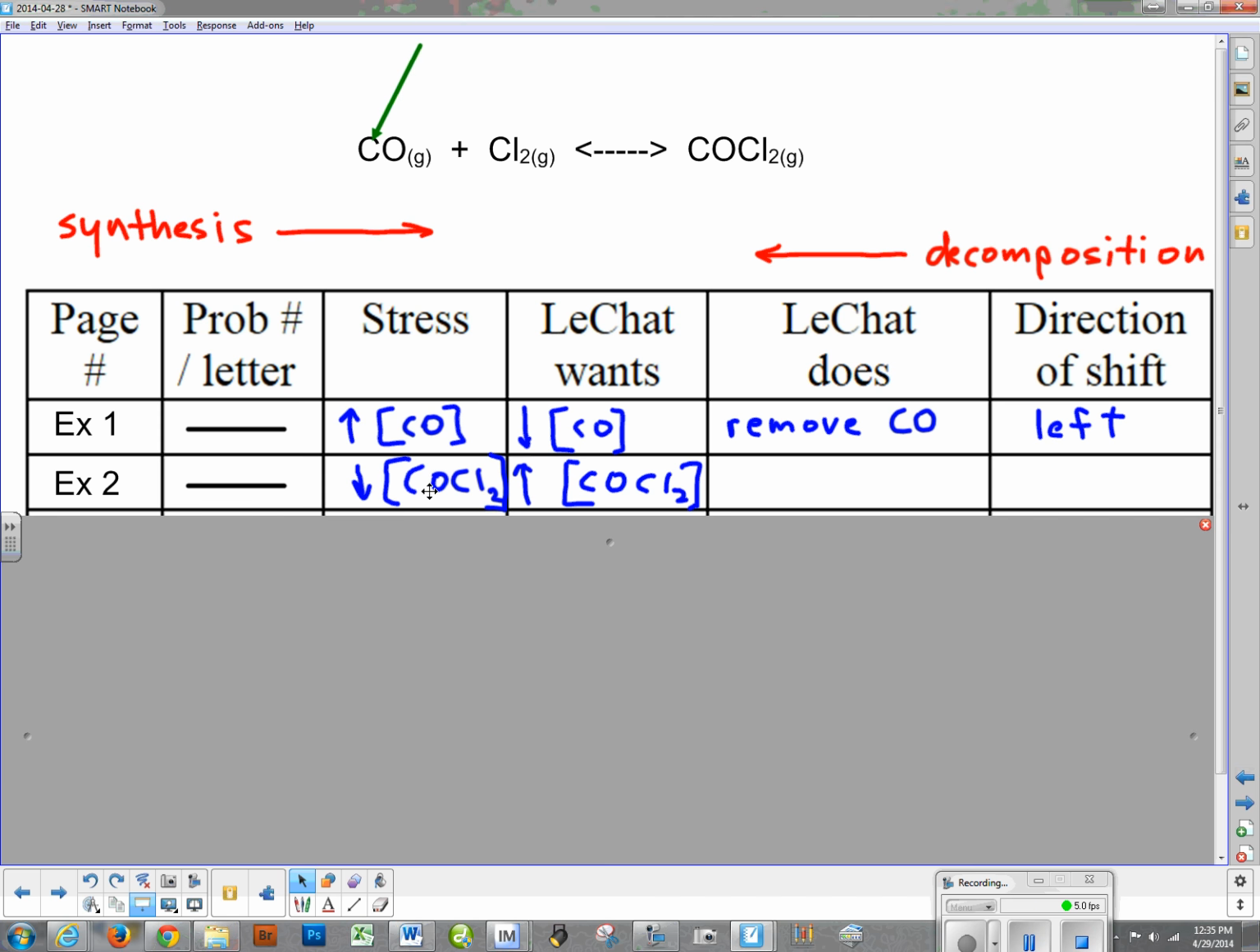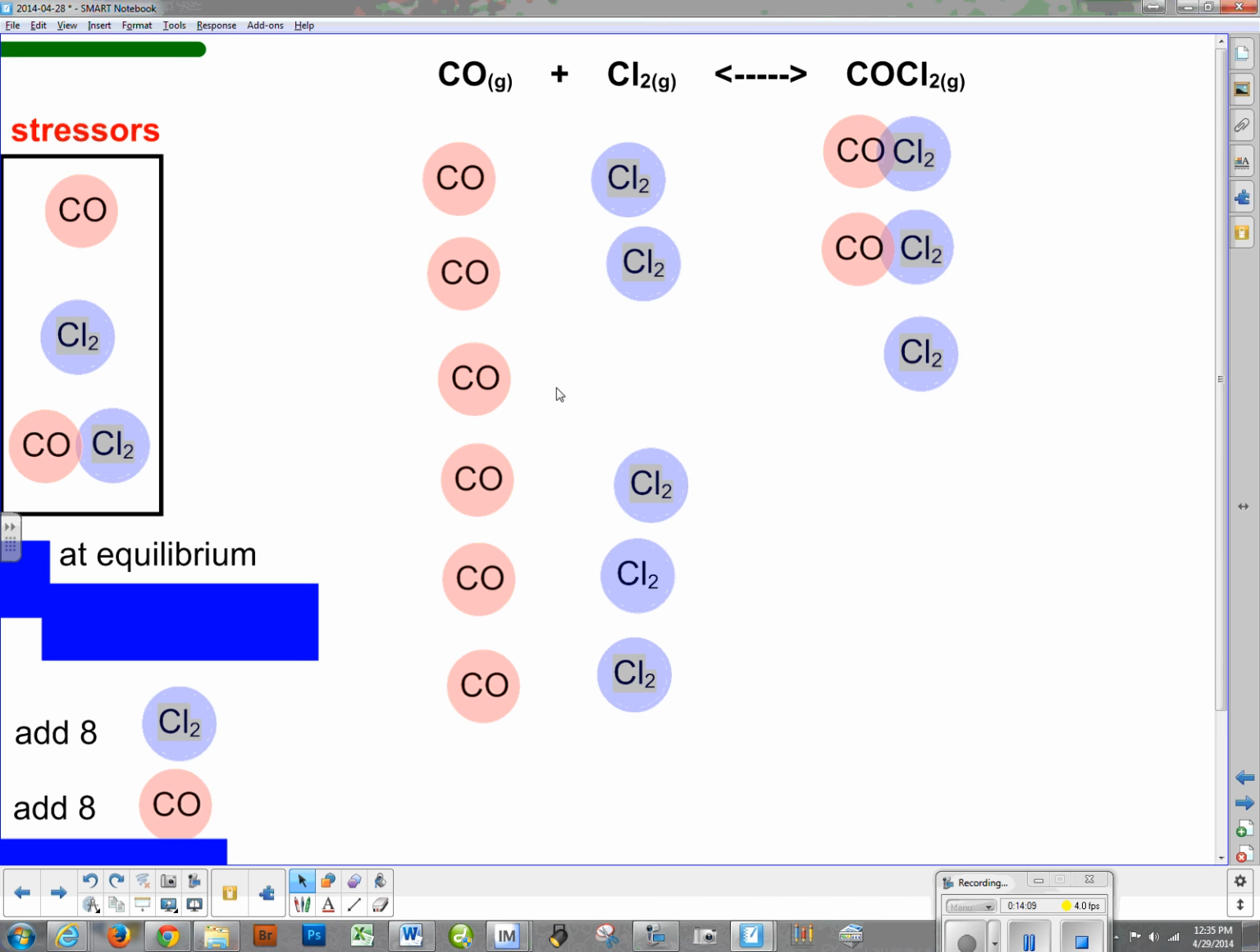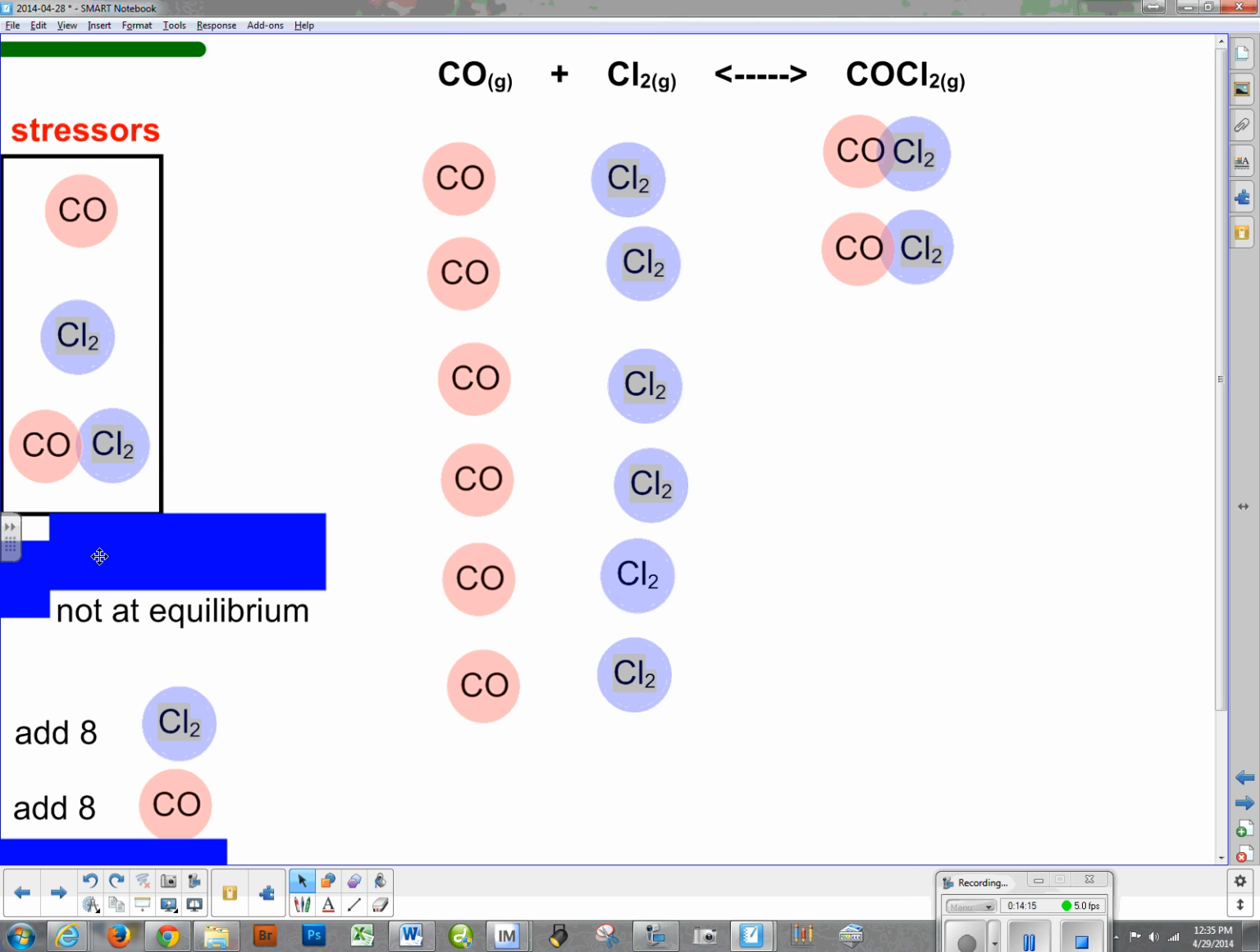Okay, we took some out. That was the stress. So let's take some out. Okay, we're going to take one out. And now the thing is no longer at equilibrium. And because it's no longer at equilibrium, let's really stress it. Okay, we're going to take 2 of them out. And LeChat is going to try to reestablish a new equilibrium.